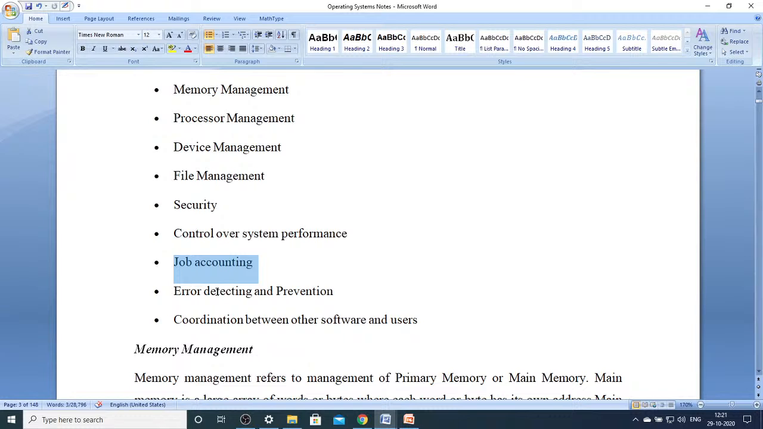Likewise, error detecting and prevention. This is also a crucial functionality of any operating system. It needs to keep monitoring, identify any errors that are detected, and ensure they are recovered so that execution goes on smoothly.